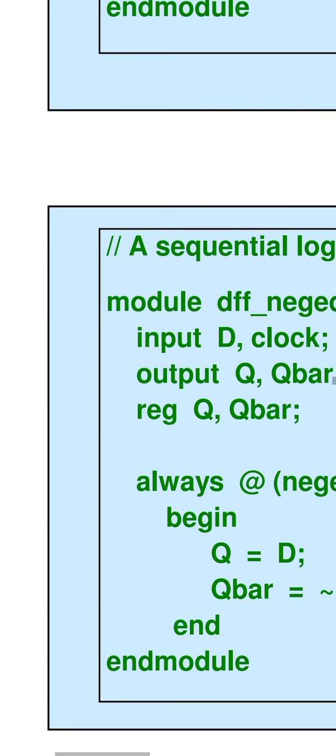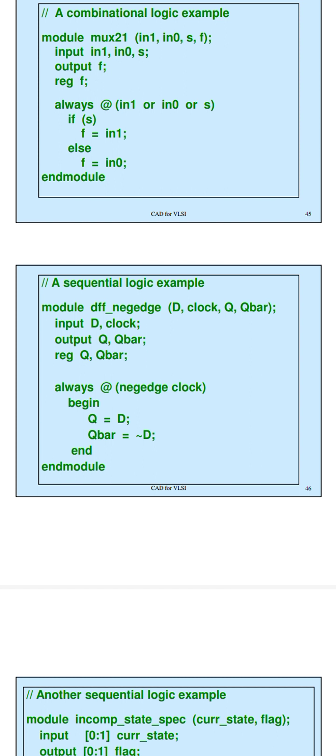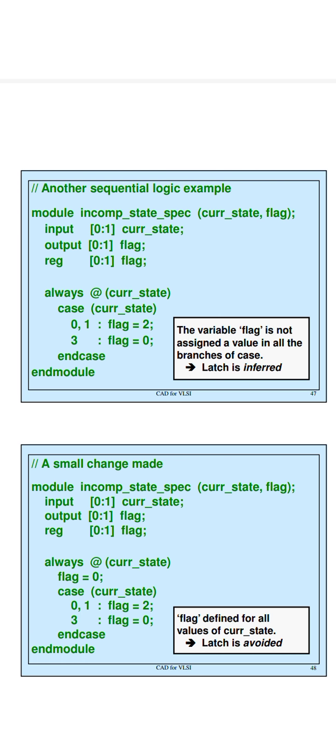Then the second one is the D flip-flop, where the clock pulse is applied along with D, and the output is Q and Q bar. First we declare the input and output ports: input D, clock; output Q, Q bar; reg Q, Q bar. Always @(posedge clock) begin Q is equal to D and Q bar is equal to negation of D; end; end module. This is the flip-flop program for sequential logic circuits. Then another sequential example, it is right here.